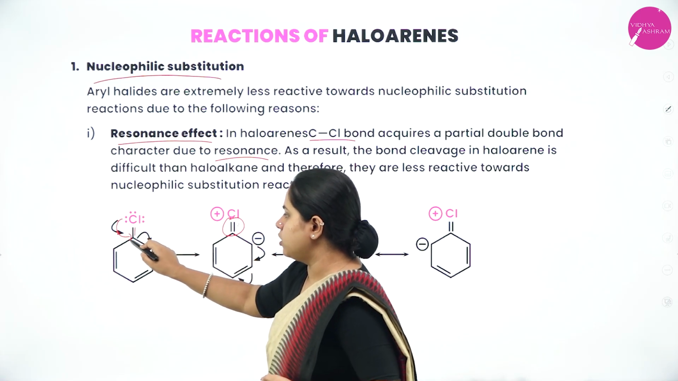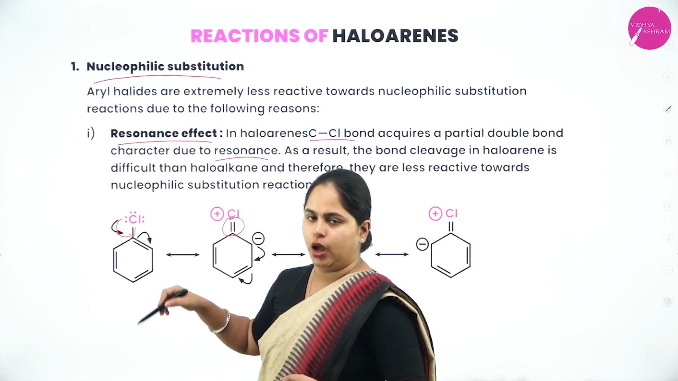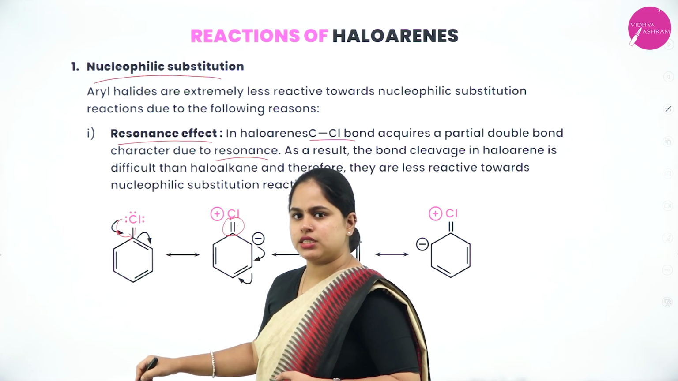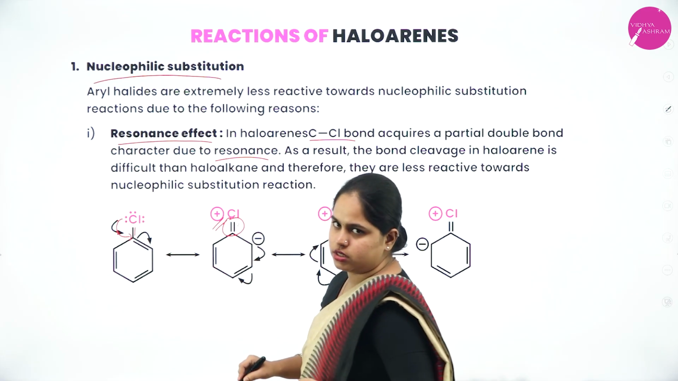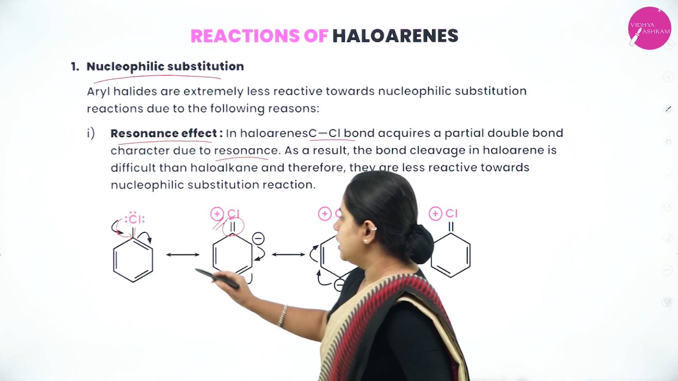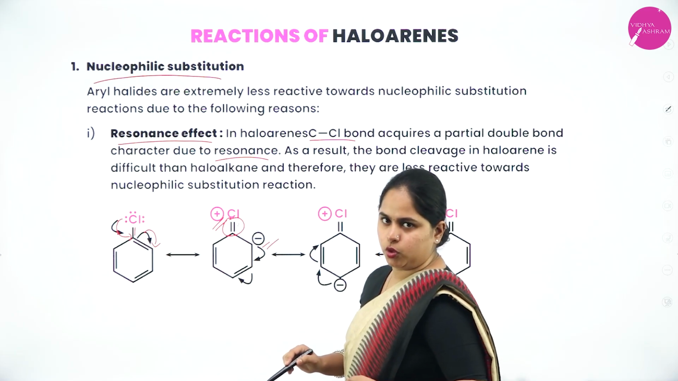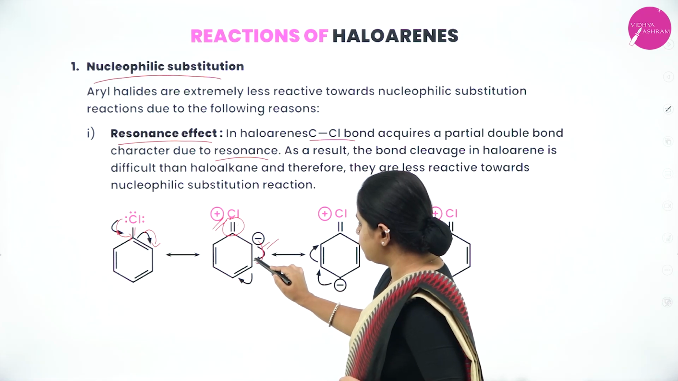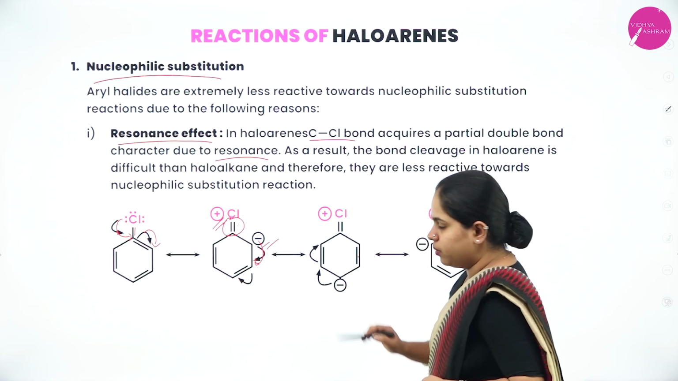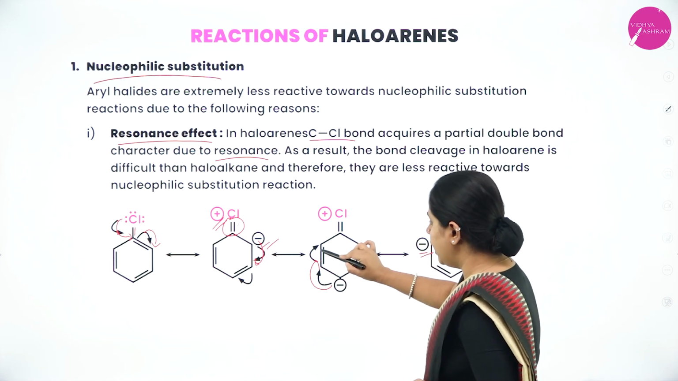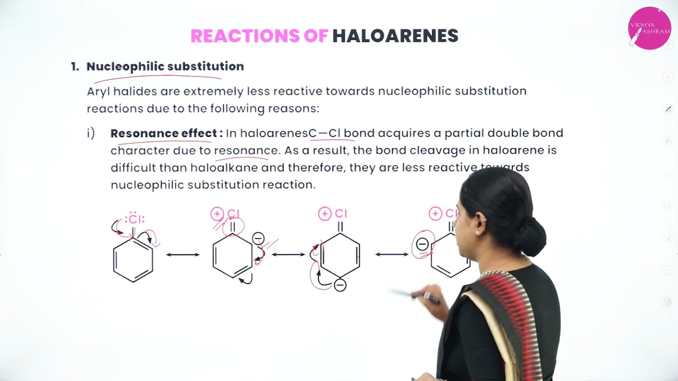As the electron is being shifted down and it forms a double bond, what happens here? The chlorine is losing its electron, so chlorine will get a positive charge. Now, from here, the double bond has shifted and become a charge. Now the charge has shifted here and become a double bond. Now the charge here has shifted here and become a double bond here, and the double bond has shifted here and become a charge here.